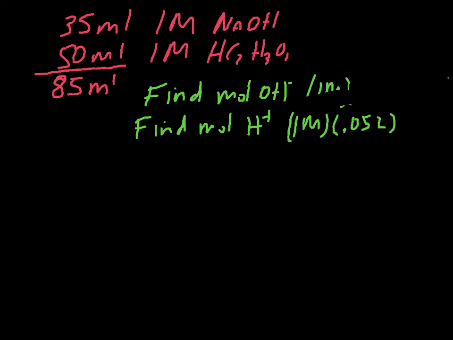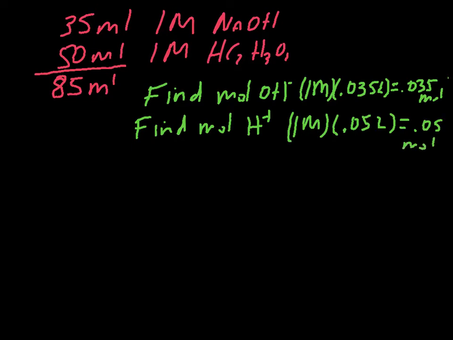Maybe if I scrunch everybody together there, I can write it all out. So I had 1 molar NaOH. I had 35 milliliters, which is 0.035 liters, and that gave me 0.035 moles of base. Didn't really make that much difference. Whereas this one is going to give me 0.05 moles of acid. Okay? So I'll do a nice chart again on this one.